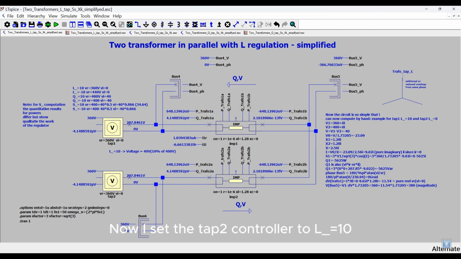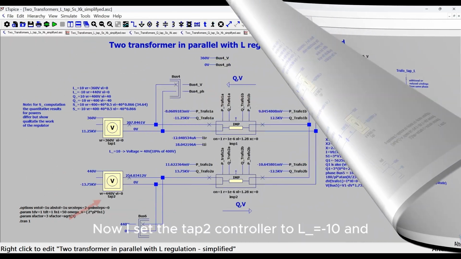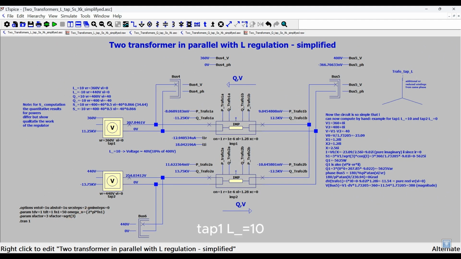Now I set the tap 2 controller to L equals 10. This means VR equals 360, VI equals 0. I start the simulation. The reactive power flow through the transformers is now 0. The voltage in bus 5 now has the same value as that of the voltage sources, namely 360 V. This is logical because the currents through the transformers become 0, and therefore there is no voltage drop across the transformers.